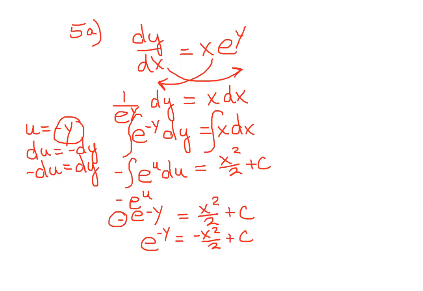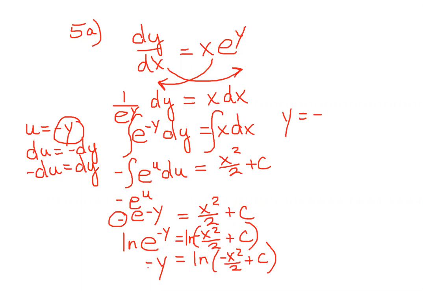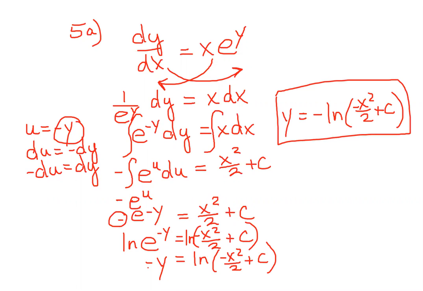Now I can take ln of both sides. Okay, ln of e to the negative y is negative y. And over here on this side, I have ln of negative x squared over 2 plus c. And am I done? Do I have y equals something? Not quite, because I have this negative out here. So I'm going to write it as y equals negative ln of negative x squared over 2 plus c. And that is my answer for part A.